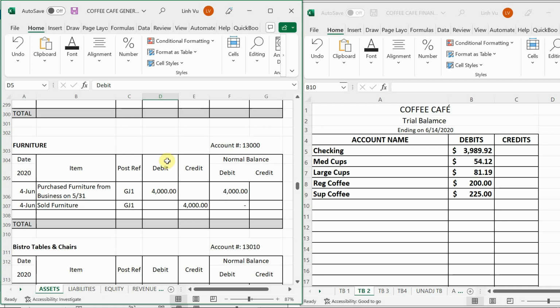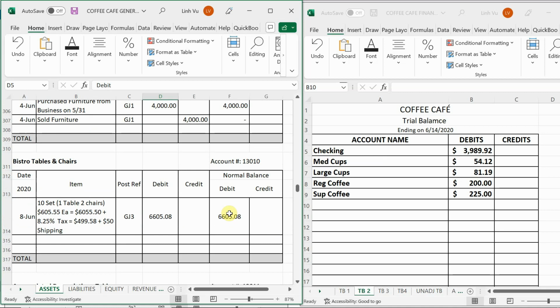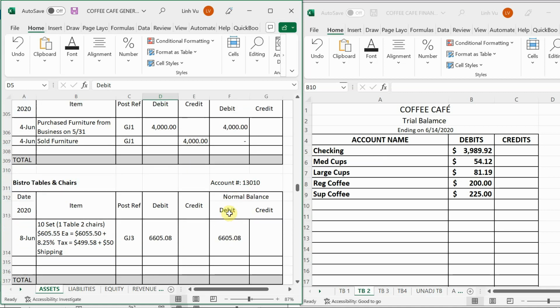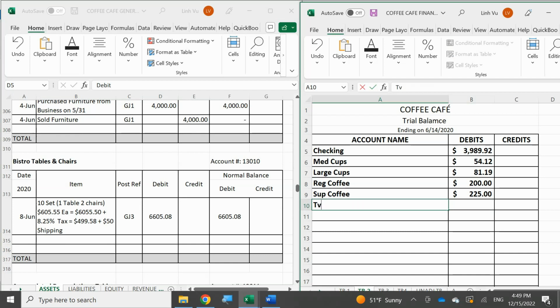And then we move on to furniture. We said this from the first week. Yes, we have account activity in our furniture, but it currently has a zero balance because we purchased and then we sold. So let's see what the next one is going to be. It's going to be bistro tables and chairs. Yes, now we actually have our tables and chairs. So tables and chairs for $660.08, on the debit side.